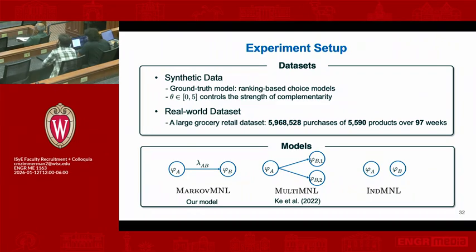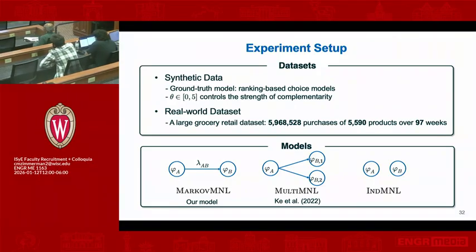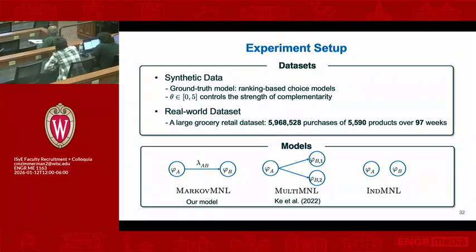For comparison, we compare our model that uses MNL for both phi A and phi B against the two MNL-based benchmarks. This multi-MNL is the closest one to ours. It has a mixture model for B, and independent MNL is simply two independent MNL choice models.